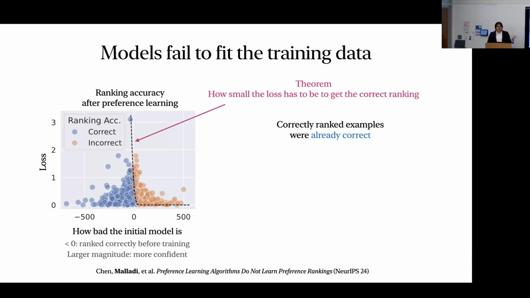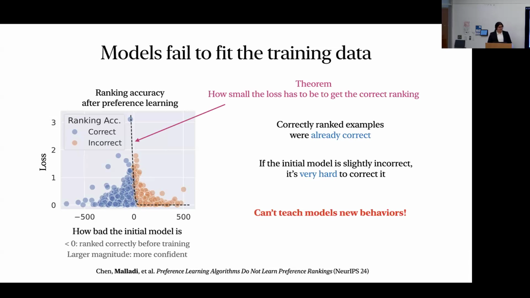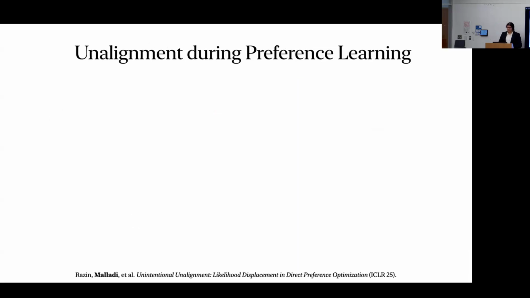And we're actually able to theoretically characterize why that's the case. We give a sharp characterization of how small the loss has to be to get the correct ranking. And if you look at the slope of this line, you can see that if the initial model is even slightly incorrect, it's very hard to correct it, meaning you have to reduce the loss to an unrealistically low value. This means that the ways that we've been preference tuning our models, again, this is how all of these chatbots are preference tuned, can't actually teach our models new behaviors. Theory motivates changing the objective, but I won't get into the details in this talk.